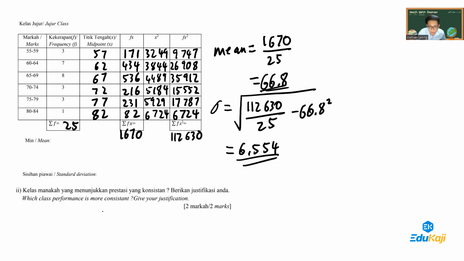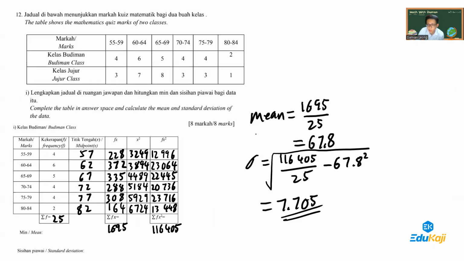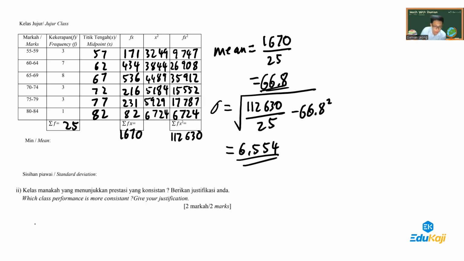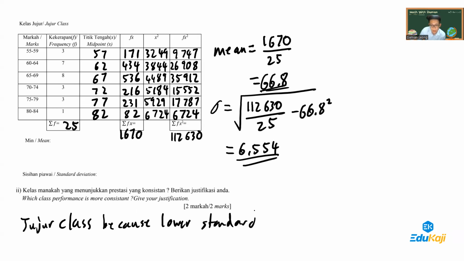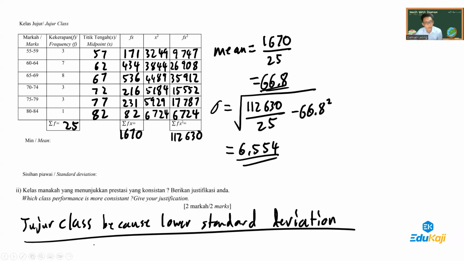Then, which class performance is more consistent? Basically, compare the standard deviation. Standard deviation for class Suzhou is lower. So, Suzhou class, because lower standard deviation. Yeah, that's it.